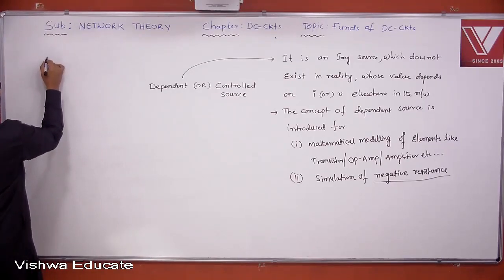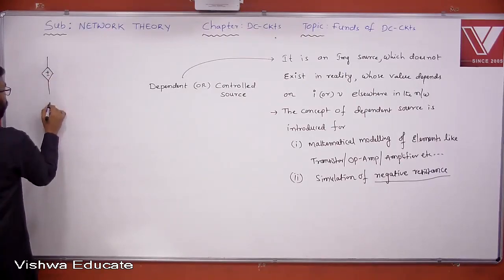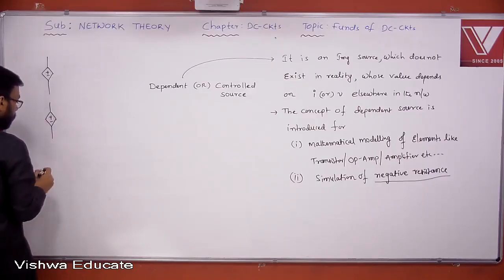Now you can see types of dependent sources. You have different varieties of dependent sources.